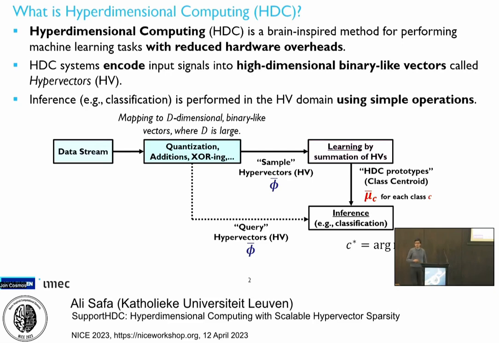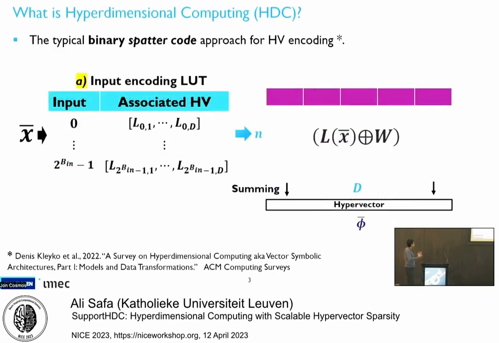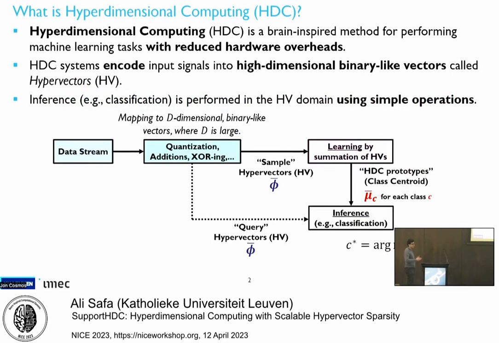Hyperdimensional computing is also a brain-inspired method for performing machine learning tasks at the edge with very little energy and area consumption. In this schematic, you can see a typical hyperdimensional computing circuit, where the input data streams are first encoded into so-called hypervectors, which we call phi here, through some very simple operations such as additions and element-wise XORing and so on. And then after this encoding of the input data into a certain feature space, these hypervectors are used to train the system.